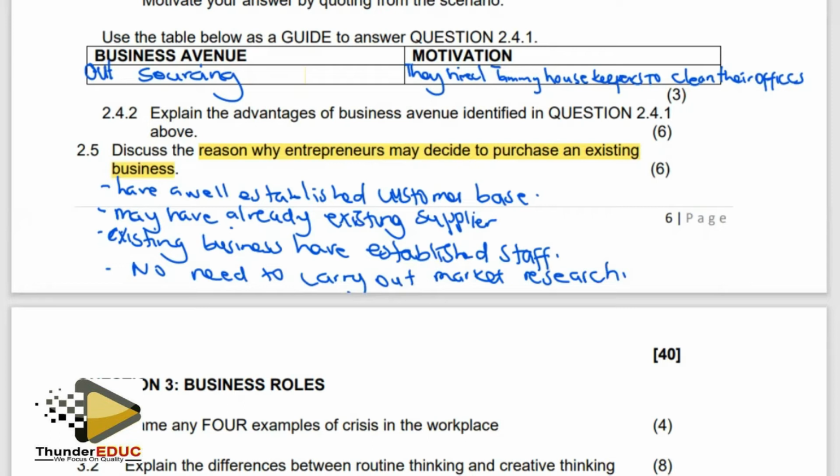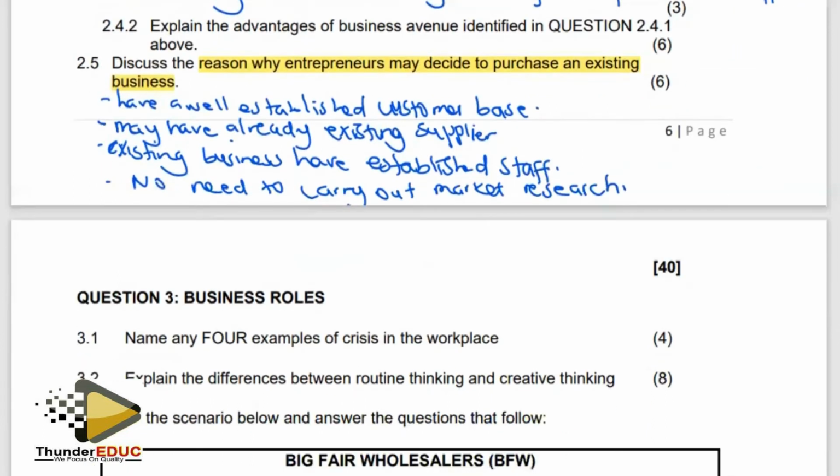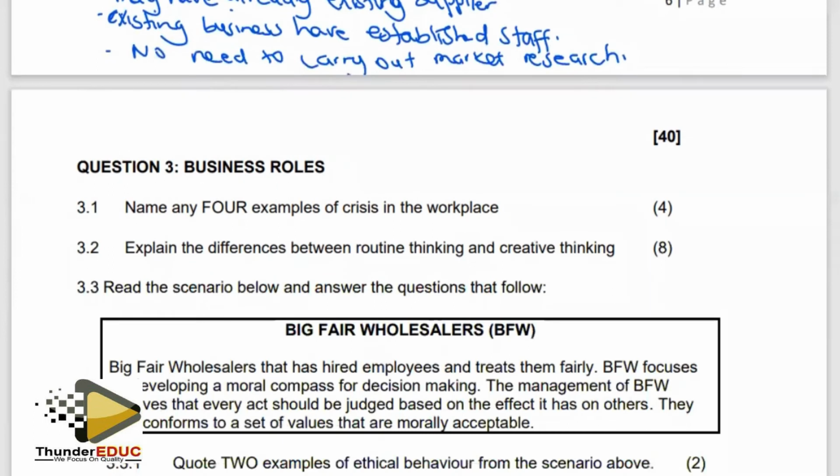So such things and many other advantages prompt entrepreneurs to buy existing businesses instead of starting new businesses. It's better you just go on with the already existing businesses with other advantages. Look, we are not talking about disadvantages today. Today we are looking at the advantages.